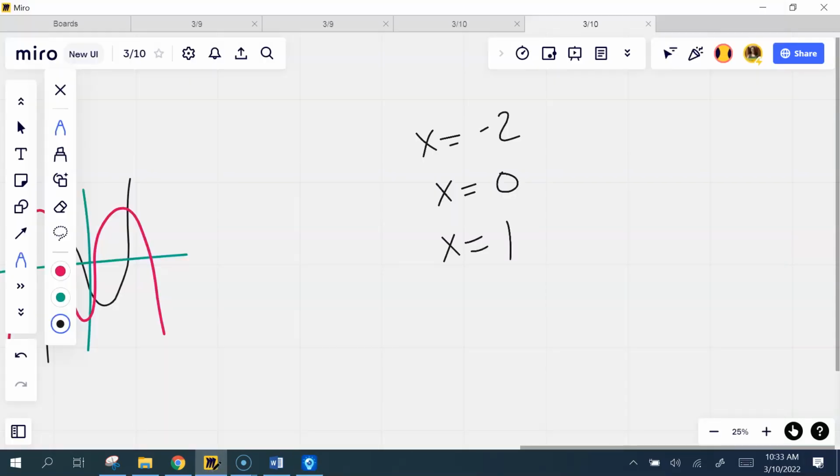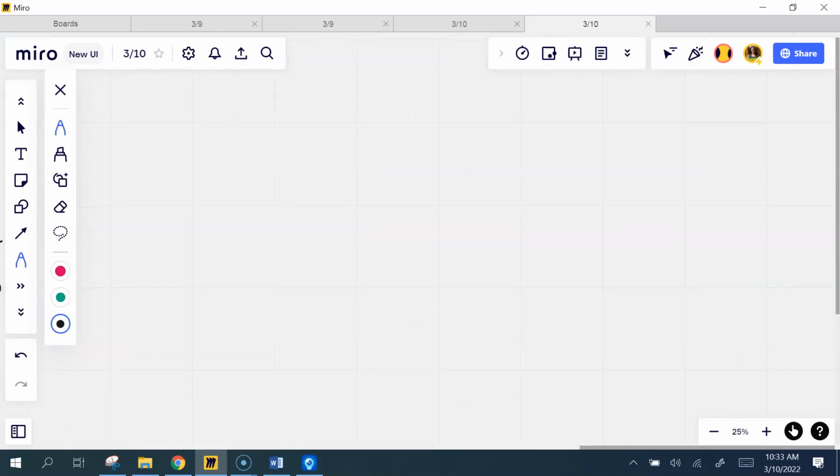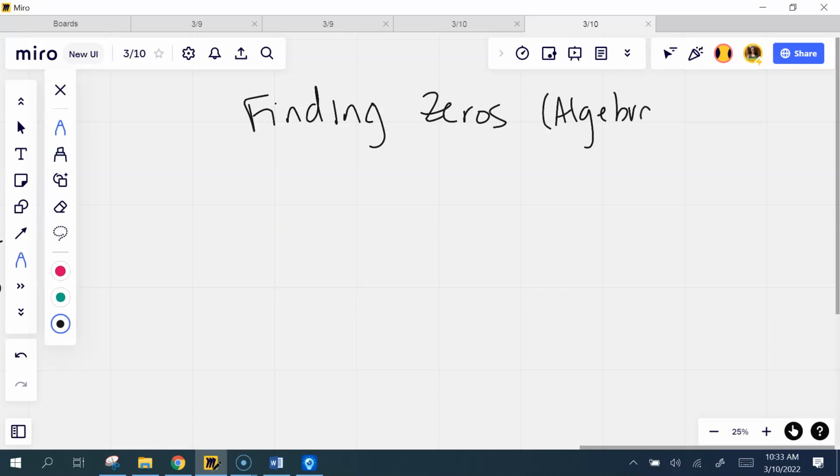So this is a graphic approach to zeros. But we've also talked about how to find algebraically how to find the zeros. So if you skip down to number 3, this is going to be finding zeros algebraically.